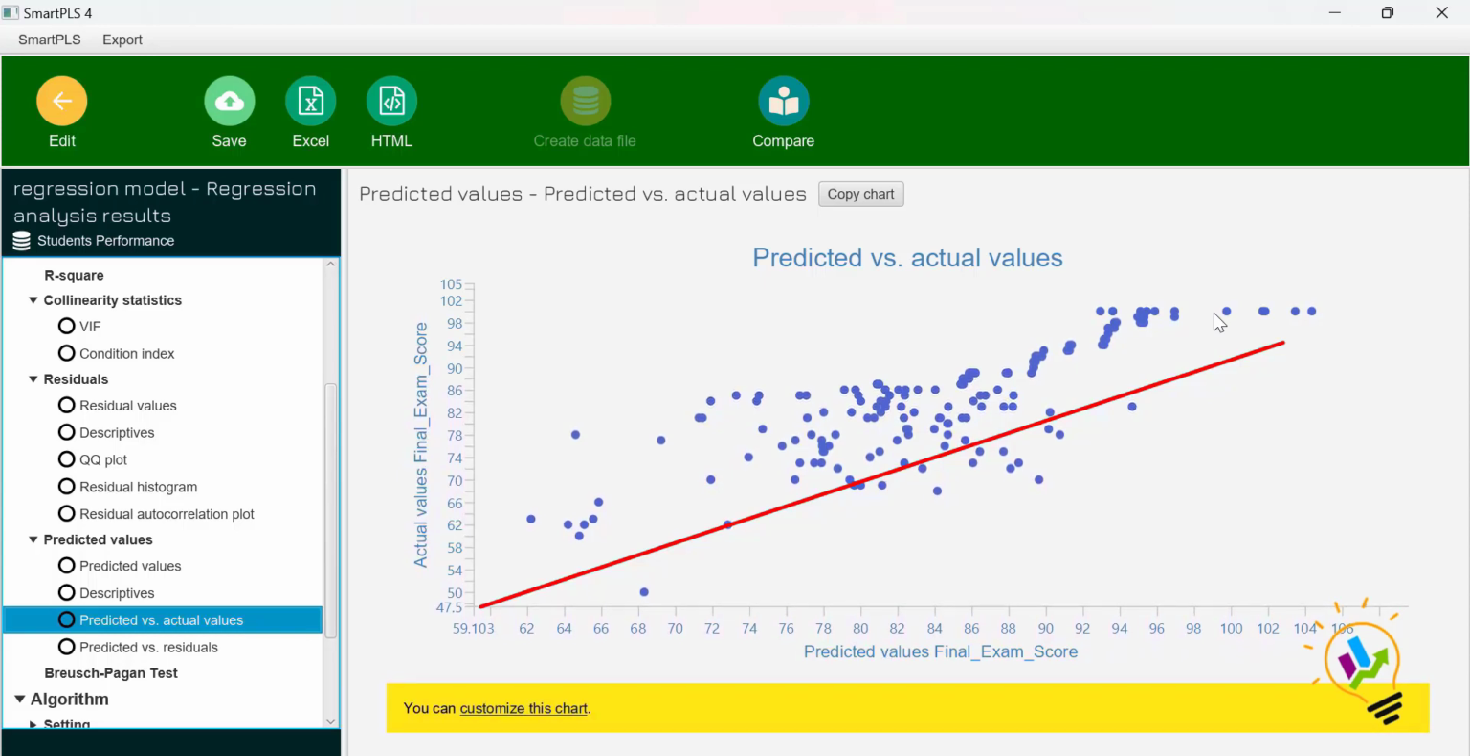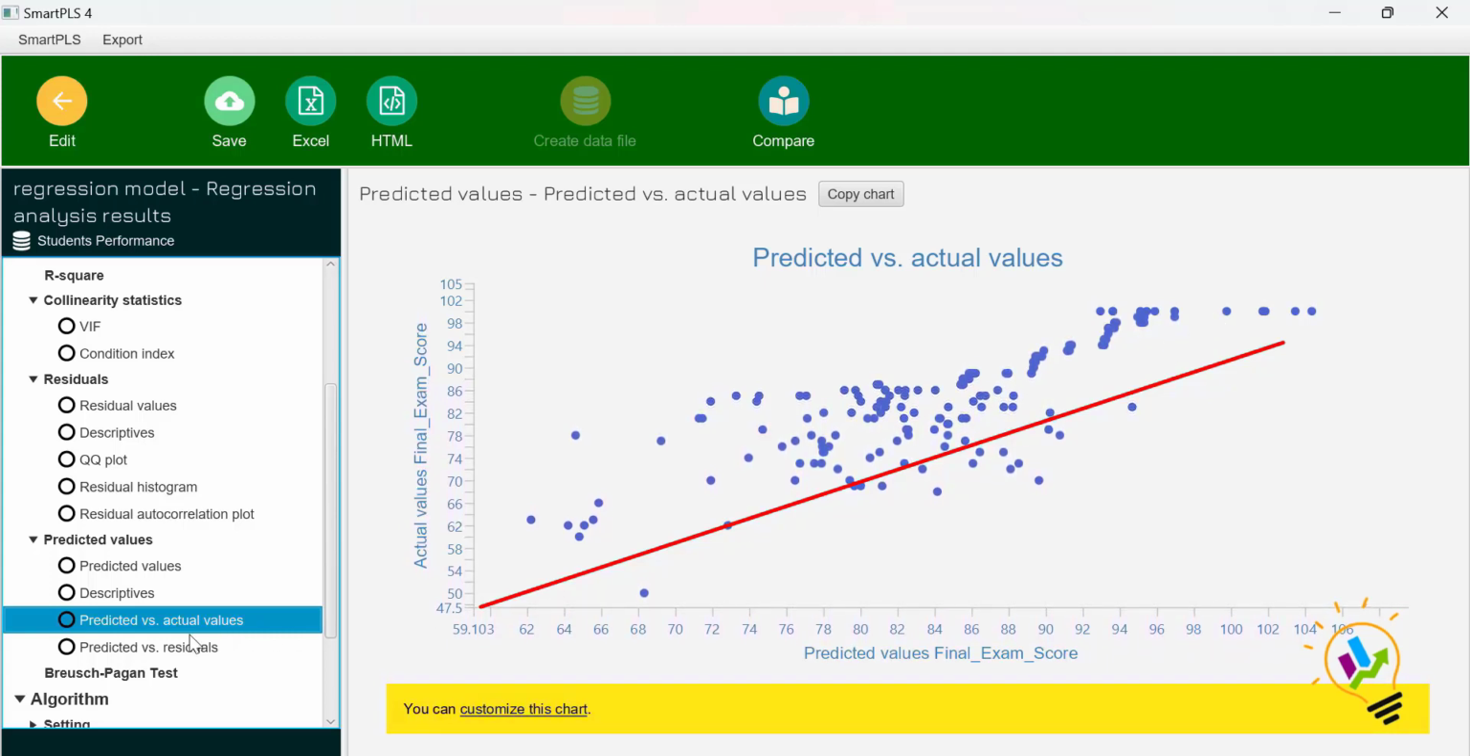There are a few points that are further away from the regression line than the others. These points may represent outliers or data points that are not well predicted by the model. It is important to investigate these points further to see if there is something about them that makes them different from the other data points. Overall, the scatter plot shows that the model overestimated the final exam score for this group of students. There are a few outliers that may represent data points that are not well predicted by the model. So this is all about the predicted versus actual values.